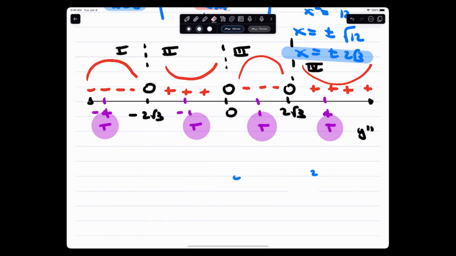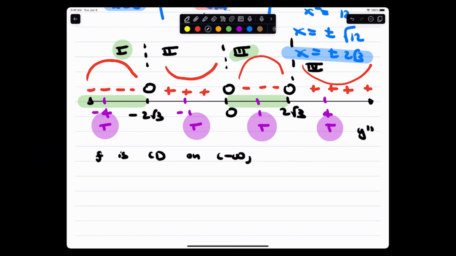So I'm going to get rid of this, and let's look at our conclusion here. What are we going to say? F is concave down. Where is it concave down? Region 1. Is that true? Right in here. Region what? 3 right in here. So what is region 1 and region 3? Region 1, negative infinity up to negative 2 square root of 3, union 0 up to 2 square root of 3.